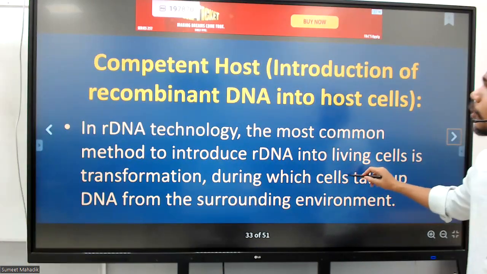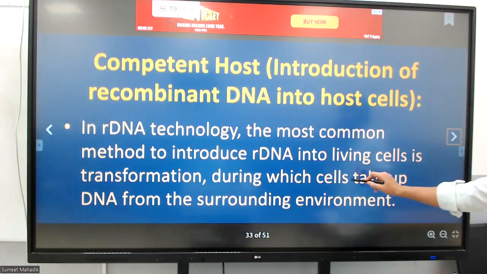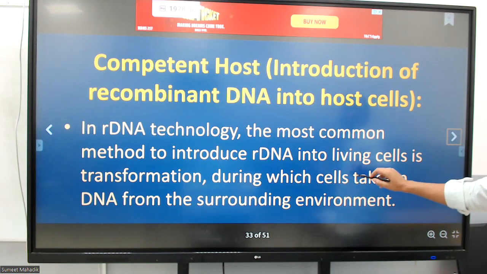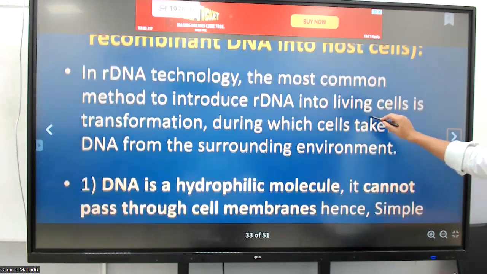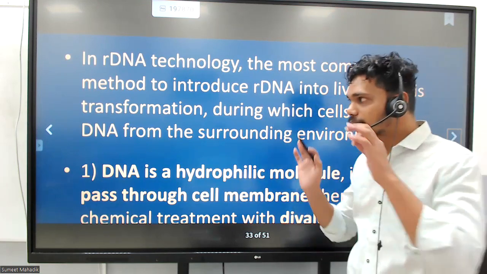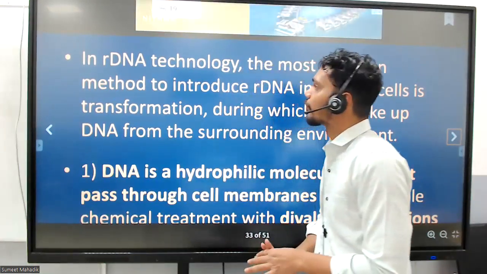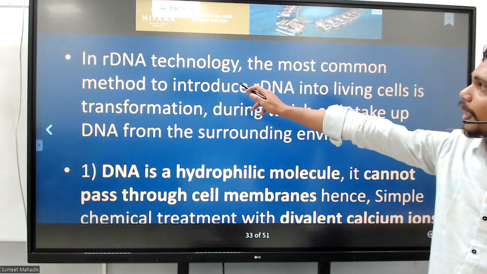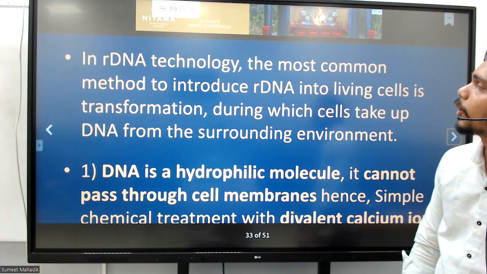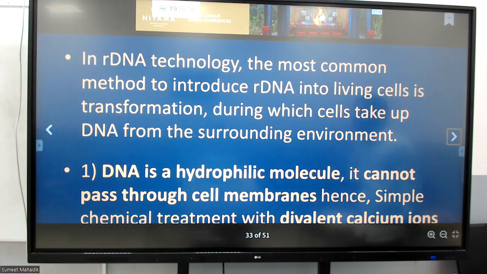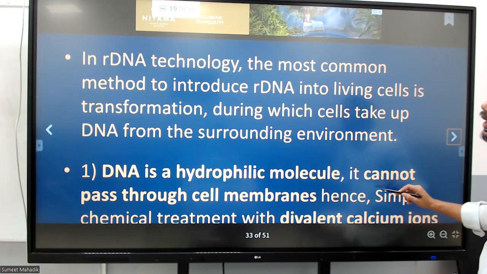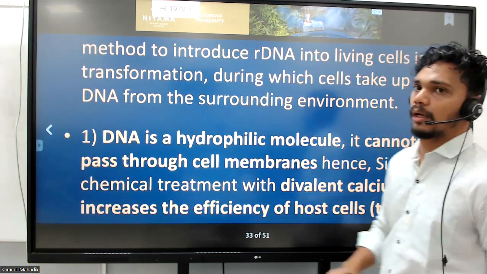So, competent host: what is a competent host? Competent host means introduction of a recombinant into the host cell. Once the screening is done, we have to incorporate it into what? In rDNA technology, the most common method to introduce the rDNA into a living cell is transformation, during which the cell takes up the DNA from the surrounding environment.